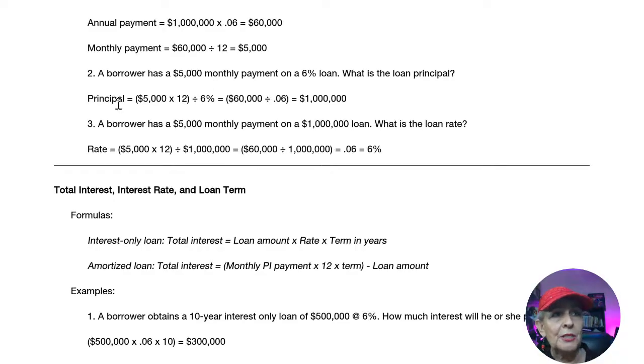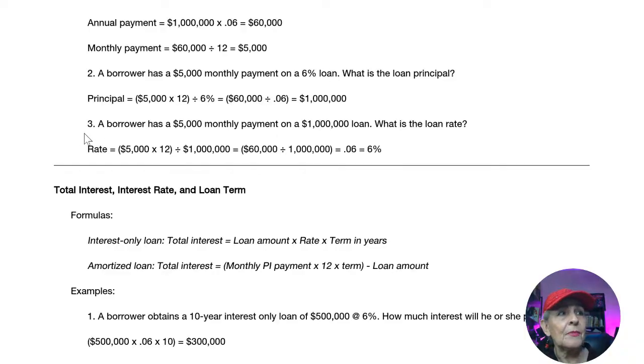So the principal is 5,000 monthly times 12 months divided by 6% annual interest rate. So 60,000 divided by decimal 0.06, which is 6%, equals 1 million. Pay attention to those units, monthly versus annual. It doesn't say here 6% annual loan, but interest rates are annual.